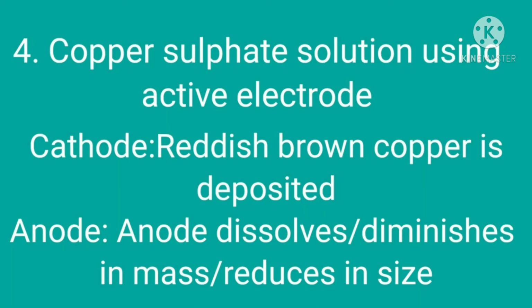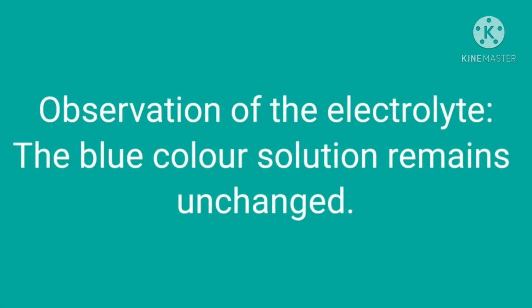The next topic is copper sulfate solution using active electrode. Active electrode is nothing but the copper only. So here the cathode, reddish brown copper is deposited. This is the observation. Anode observation, anode dissolves or diminishes in mass or reduces in size. The product at cathode is copper and the product at anode is nil because ions are formed.